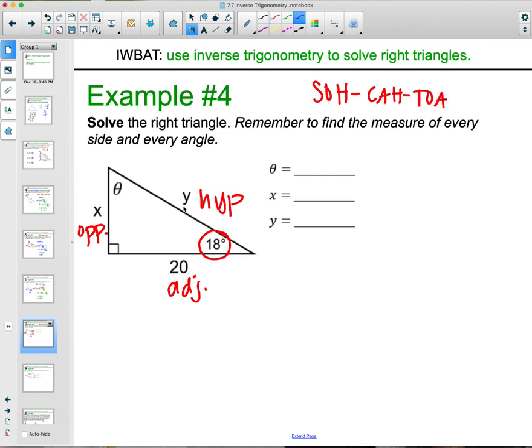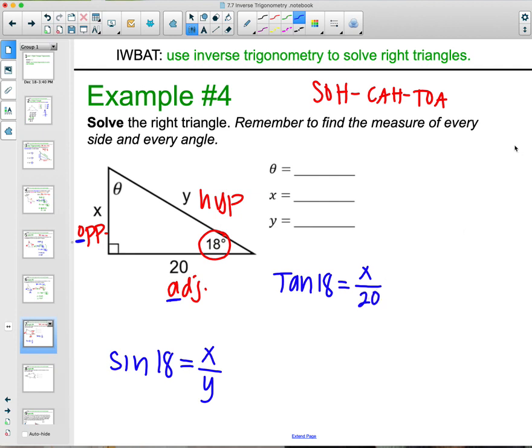So when you do this, you don't want to use both variables at the same time. So I don't want to use the opposite and the hypotenuse, which would be a sine function, because if I do that, I'll get sine of 18 equals the opposite x over the hypotenuse y, and you can't solve that when it has two variables. So what I'm going to do is use the opposite side and the adjacent side first. And I'm going to set up a tangent function for that, for opposite and adjacent. So tangent of 18 equals the opposite x over the adjacent 20.